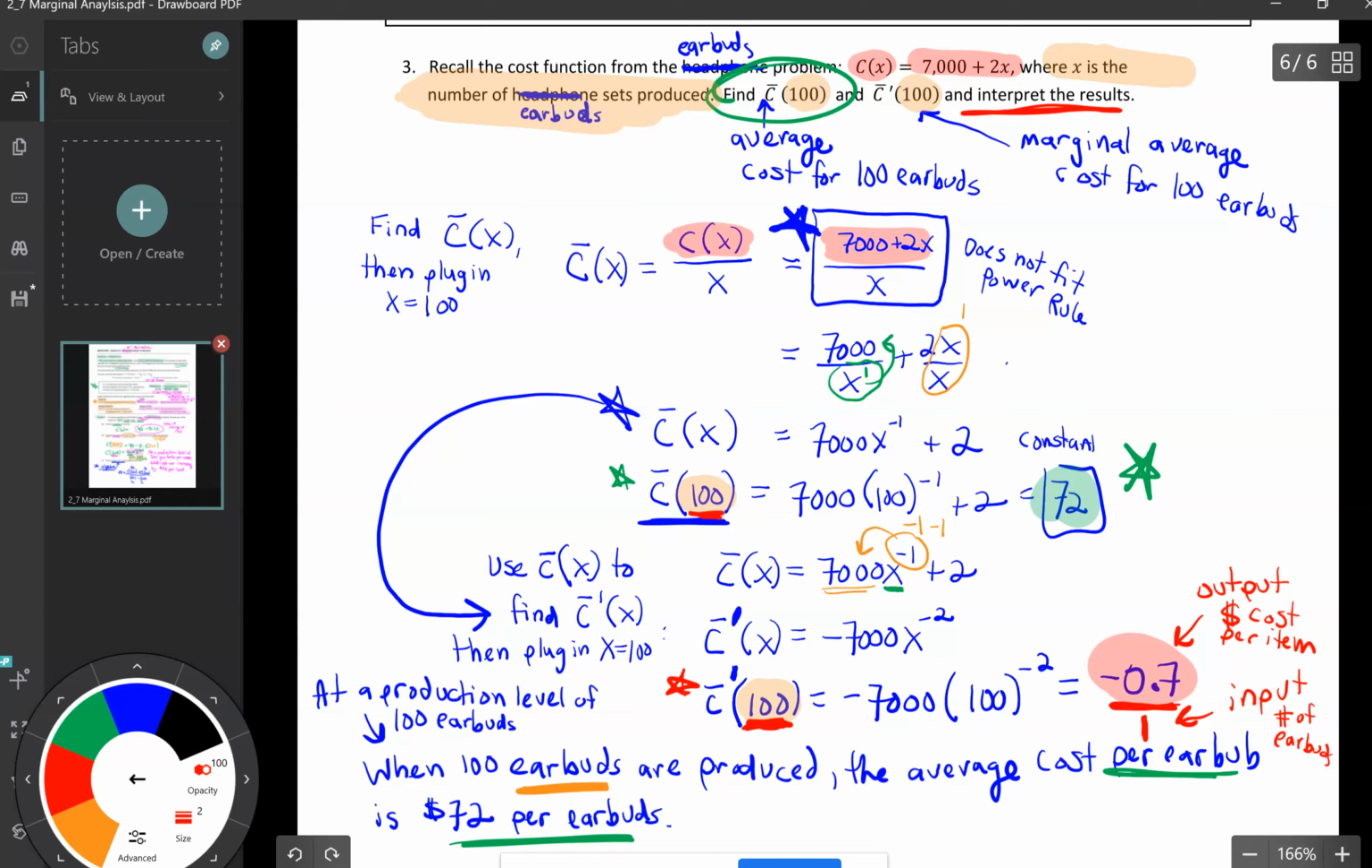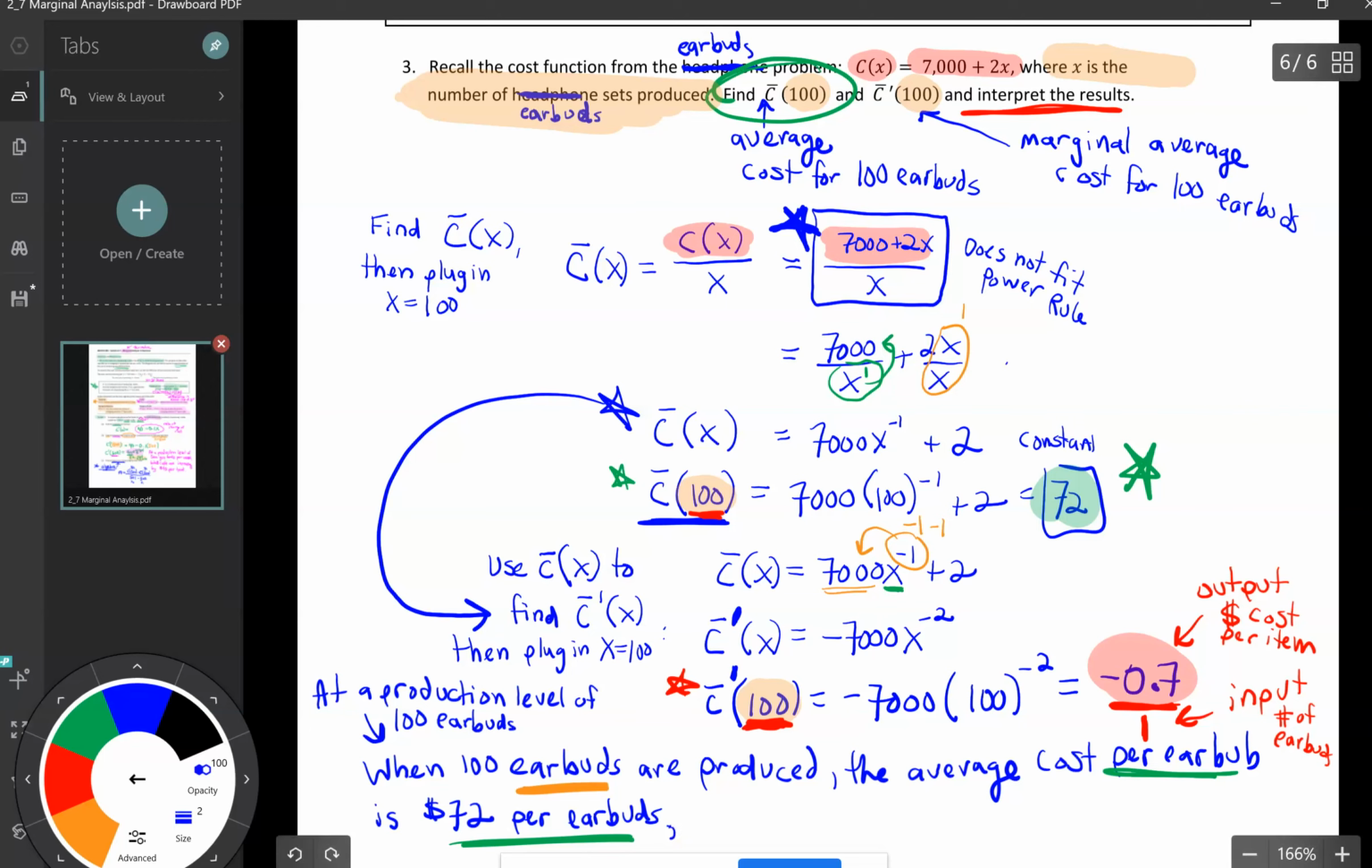So what is this telling me? What is this average marginal cost telling me? It's telling me how my costs are changing, and it's a negative. So what's happening to that average cost per item? At this production level, for each additional earbud I make, it's going to decrease my average cost. My costs are going to go down.